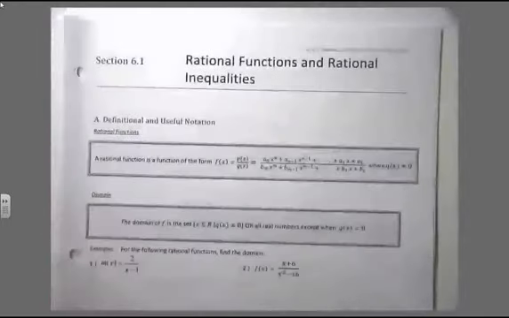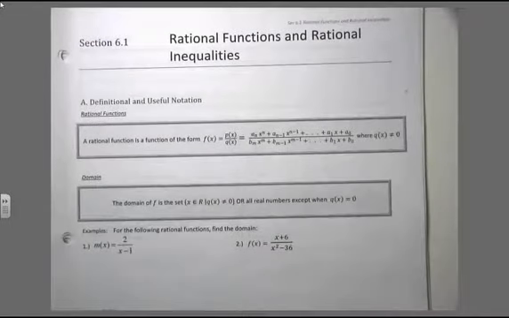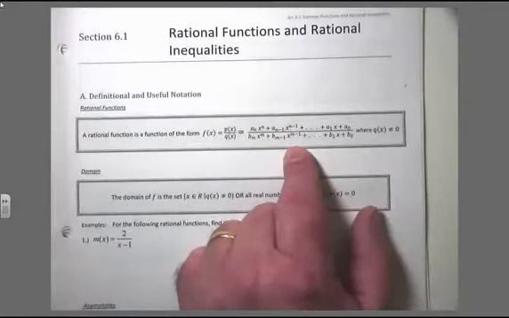Chapter 6.1. Chapter 6.1 is rational functions and rational inequalities. Now, all through chapter 5 we've been playing with polynomials: x to the n plus a sub n minus 1 x to the n minus 1 plus dot dot dot plus a1 x plus a0. But a rational function is a polynomial divided by a polynomial. And that's what they're saying here.